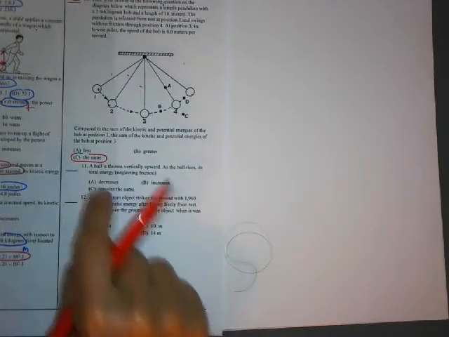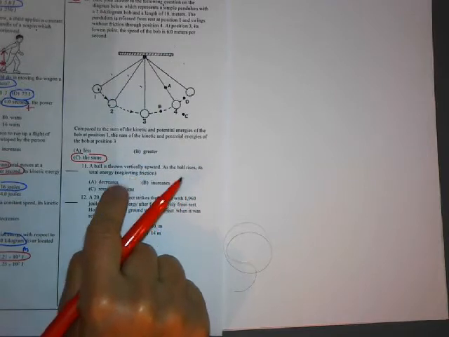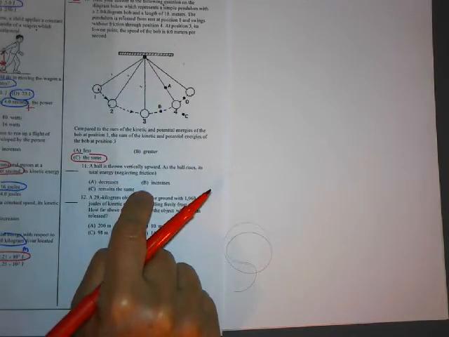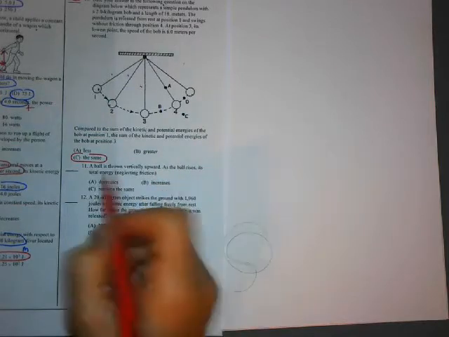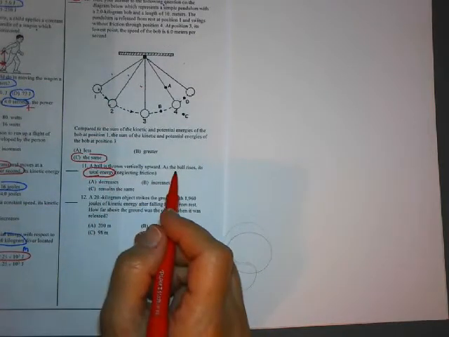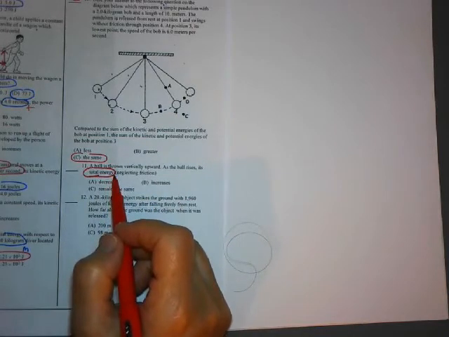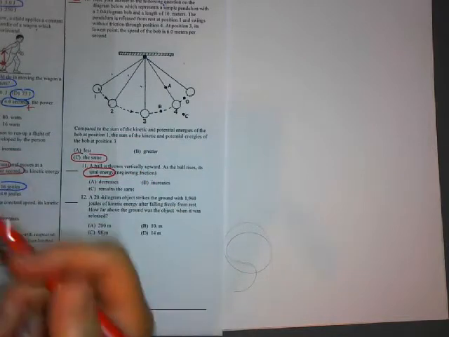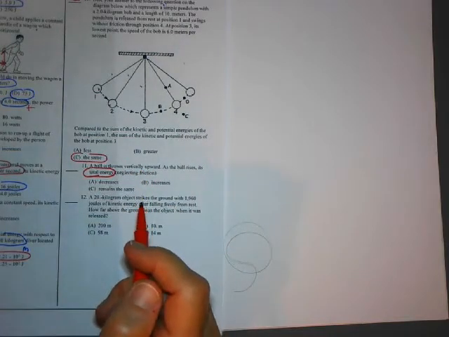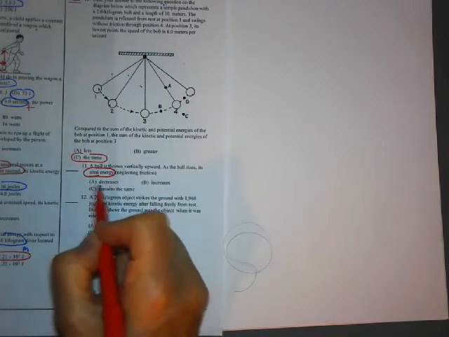All right, number 11. It says a ball is thrown vertically upward. As the ball rises, the total energy. So remember, the total energy, not the potential, not the kinetic, the total energy is going to remain the same. If I'm throwing it up and it starts to slow down because gravity's pulling it down, whatever I lose in kinetic, I'm going to gain in potential. But the total energy is going to remain the same.